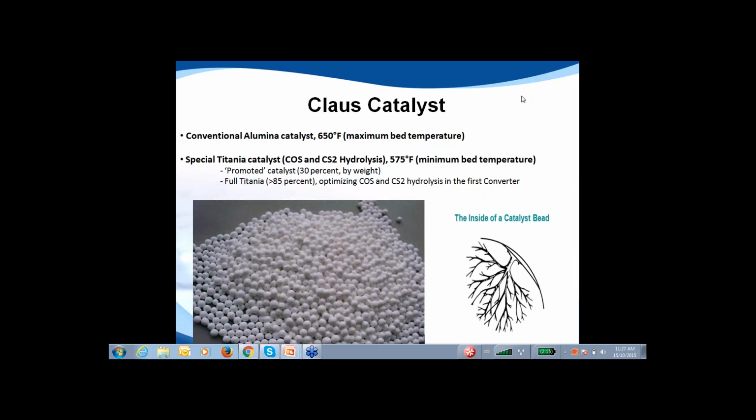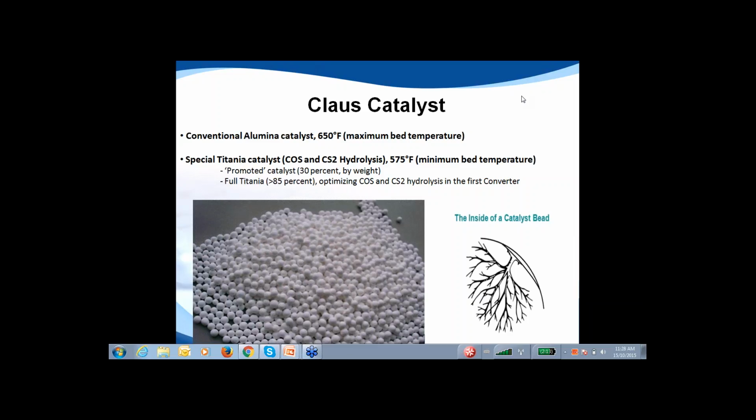The hydrolysis reactions, so COS and CS2 plus water, yield H2S, and this is the primary reaction that takes place in our first catalytic bed, which brings us back to the differences between alumina catalyst and Titania catalyst. Titania catalyst is much more effective in carrying out these hydrolysis reactions. For fully active, full Titania catalyst, generally this catalyst contains greater than 85% titania. We will achieve 95+% rehydrolysis of COS and CS2 to form H2S.